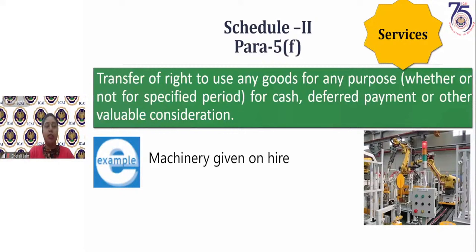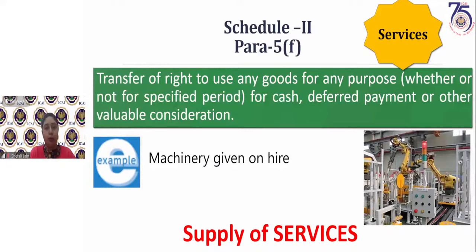Paragraph 5F says transfer of right to use any goods for any purpose, whether or not for a specified period, for cash, deferred payment, or other consideration. This is also a right to use. So we are giving any goods for use for a specified period in lieu of consideration, and we are not actually transferring the title of the goods. That is the transfer of right to use. It is a supply of service. For example, you are giving a machine on rent or machine on hire.